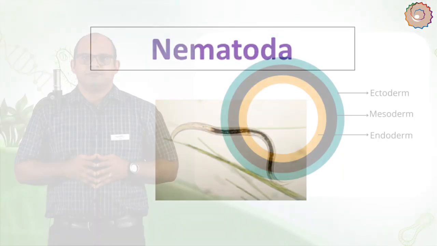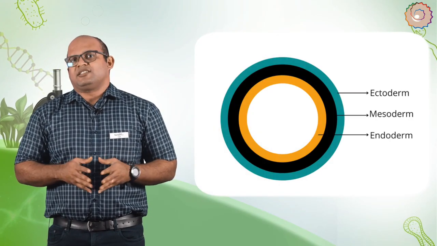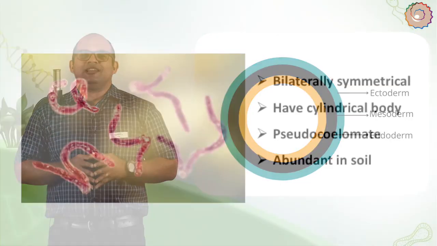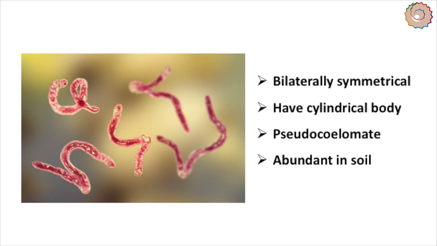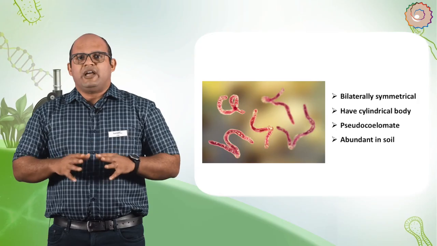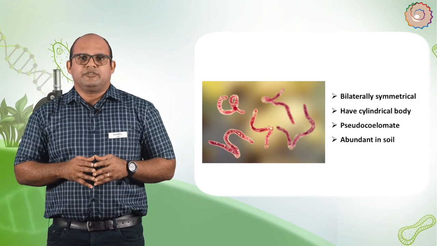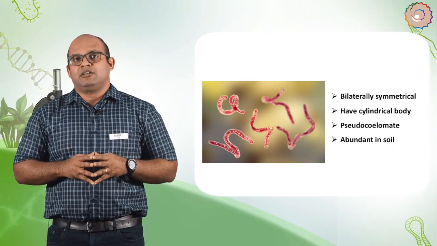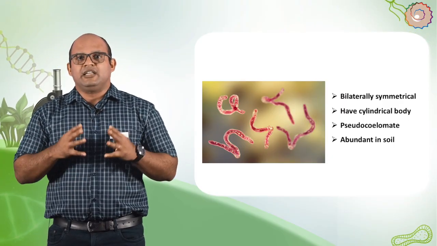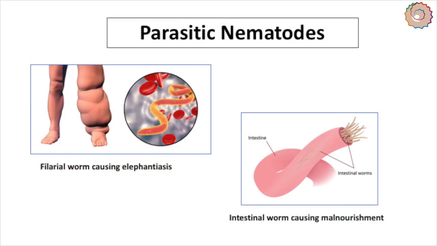The nematoda. These are also triploblastic, so they have three layers of tissues. They are bilaterally symmetrical, meaning the left half of the body is a mirror image of the right half. However, they have cylindrical bodies. They have a sac-like structure inside the body called a pseudocoelom, which cannot house true organs, but can contain organ-like structures. They are extremely abundant in soil and are also found in several parasitic forms, like the filarial worms which cause elephantiasis in humans, and intestinal worms which cause malnourishment in humans.